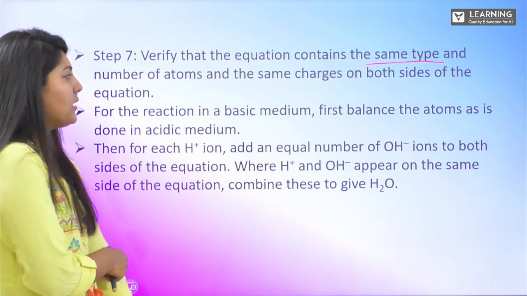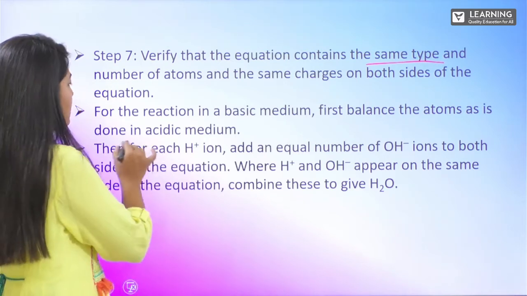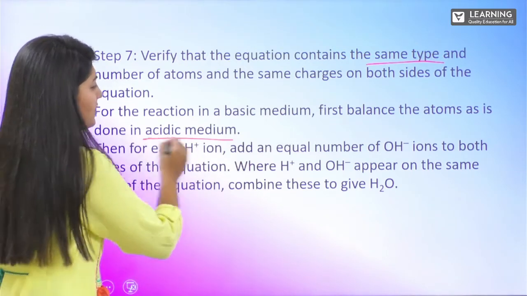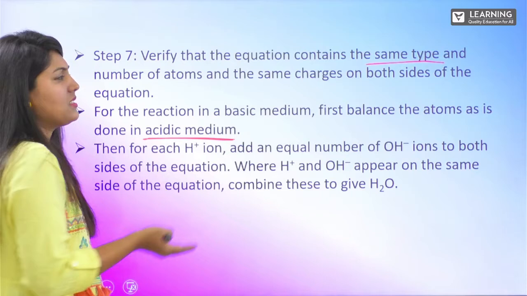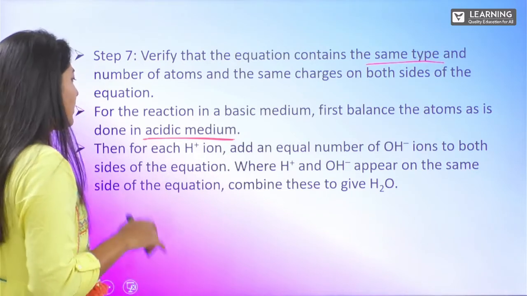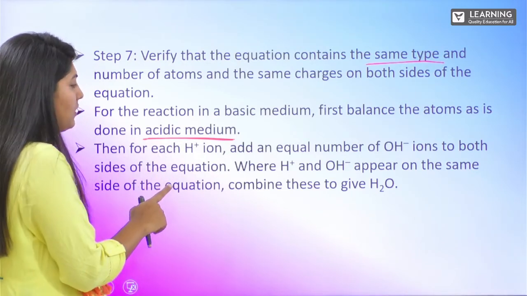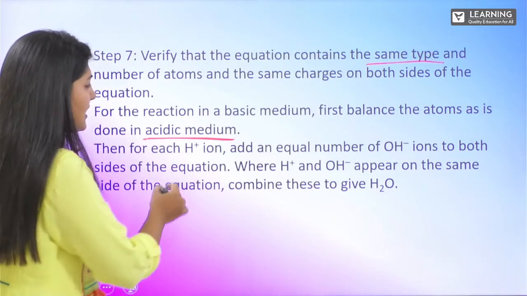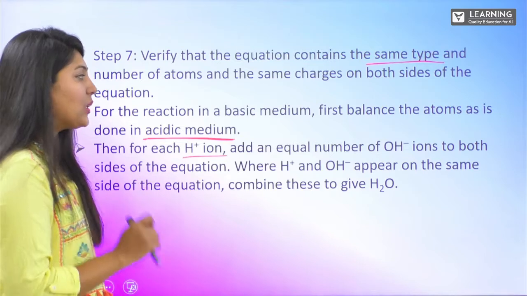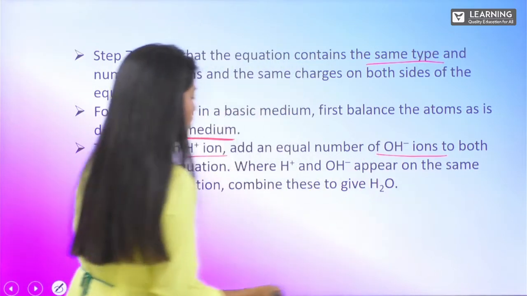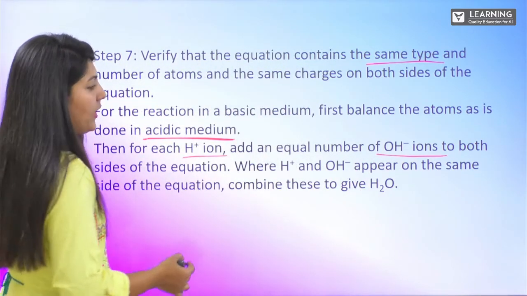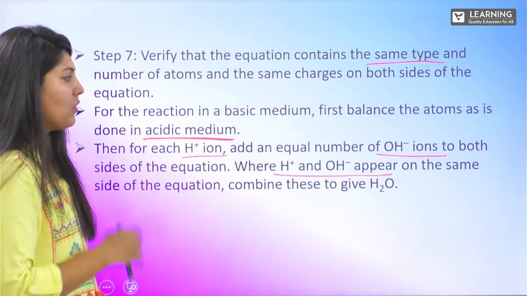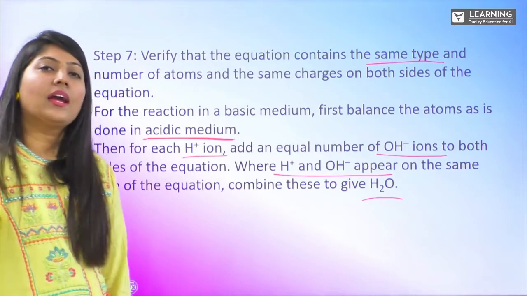And then for the reaction in basic medium, first balance the atoms, the same thing as we did in the acidic medium. Similarly, we need to balance in the basic medium also. The difference is that in acidic medium we add H+ ions, whereas in basic medium we need to add OH- ions. Then for each H+ ion, add an equal number of OH- ions to both sides of the equation, where H+ and OH- appear on the same side of the equation. Combining, we get H2O.